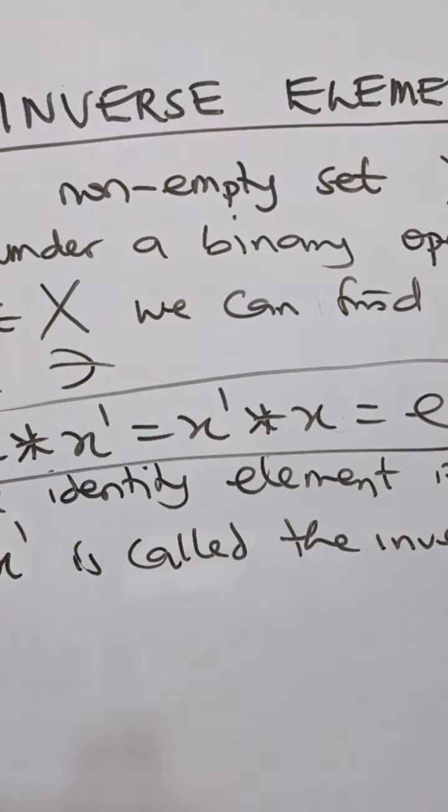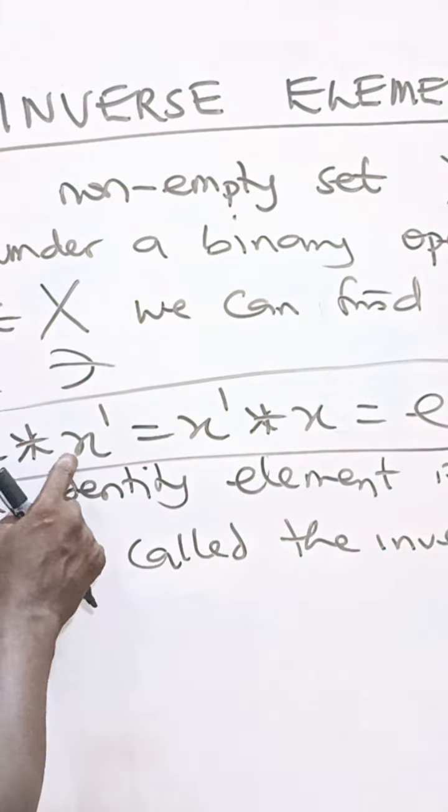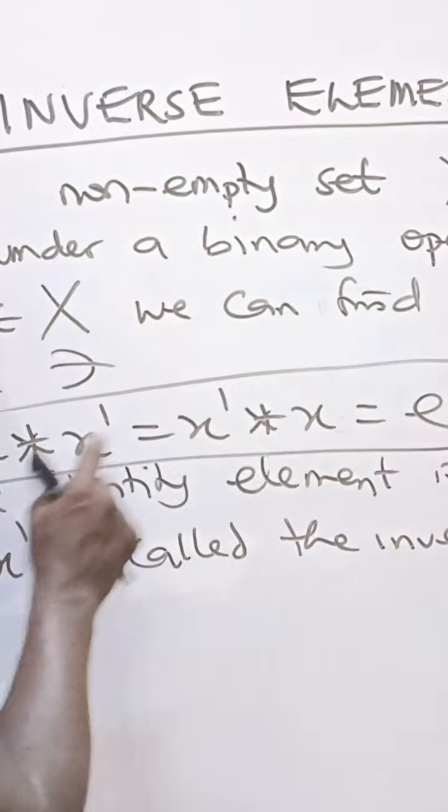That is what we are trying to say: if you have an element from this non-empty set, the inverse of that element, if we relate an element with the inverse of that element, we must get the identity.